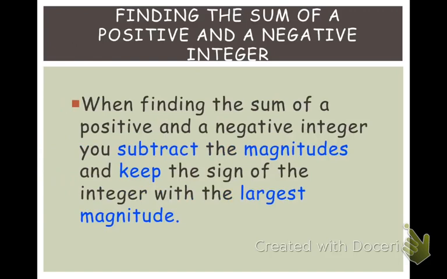Remember, the magnitude is just the number without the sign. We look at the magnitudes, but instead of adding them, we're going to subtract the magnitudes. So when the signs are different, we subtract the magnitudes, and then we look at the magnitude that is largest and use that sign. So in our last example, I'm going to go back to it very quickly.